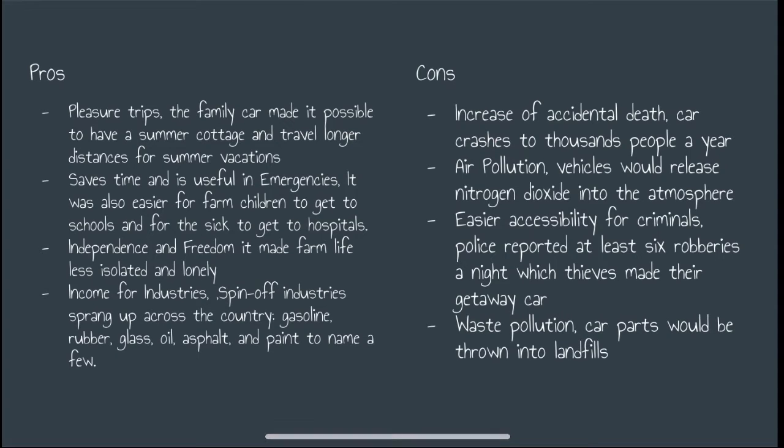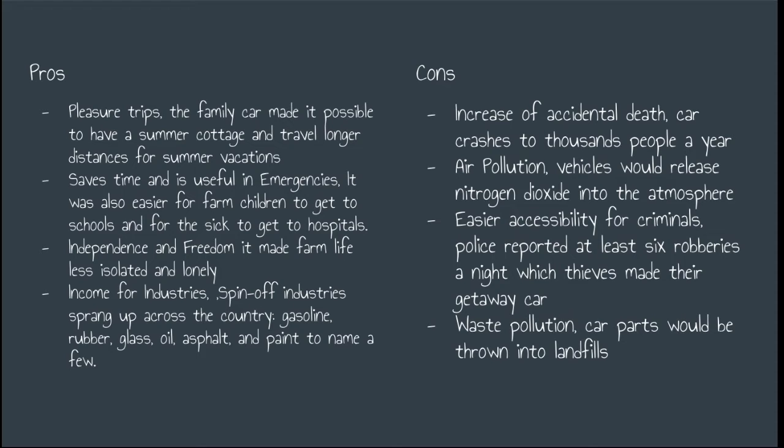Pros and cons of the automobile. Some pros were pleasure trips. The family car made it possible to have a summer cottage and travel long distances for summer vacations. It saved time and was useful in emergencies. It was also easier for farm children to get through school or for the sick to get to hospitals.